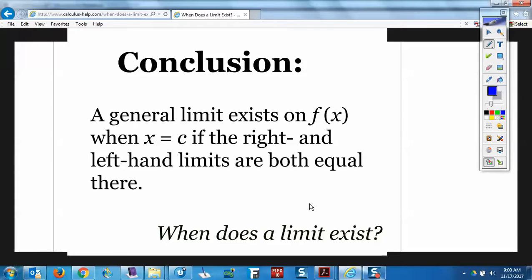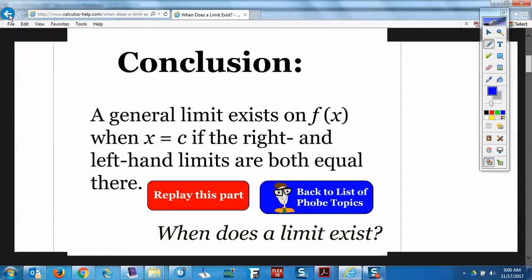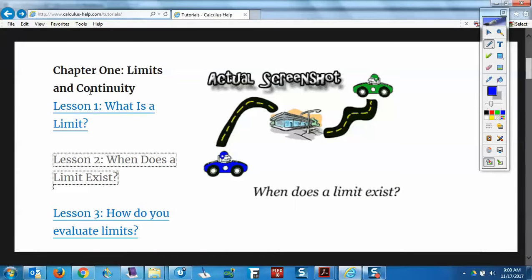In conclusion, a limit exists on a graph if you arrive at the same height coming from both the right and the left side of the given x value. So I like that thought, of the diner burning down. That's kind of like the hole in the graph. The cars still meet there, even though the diner's not there, the cars still meet.